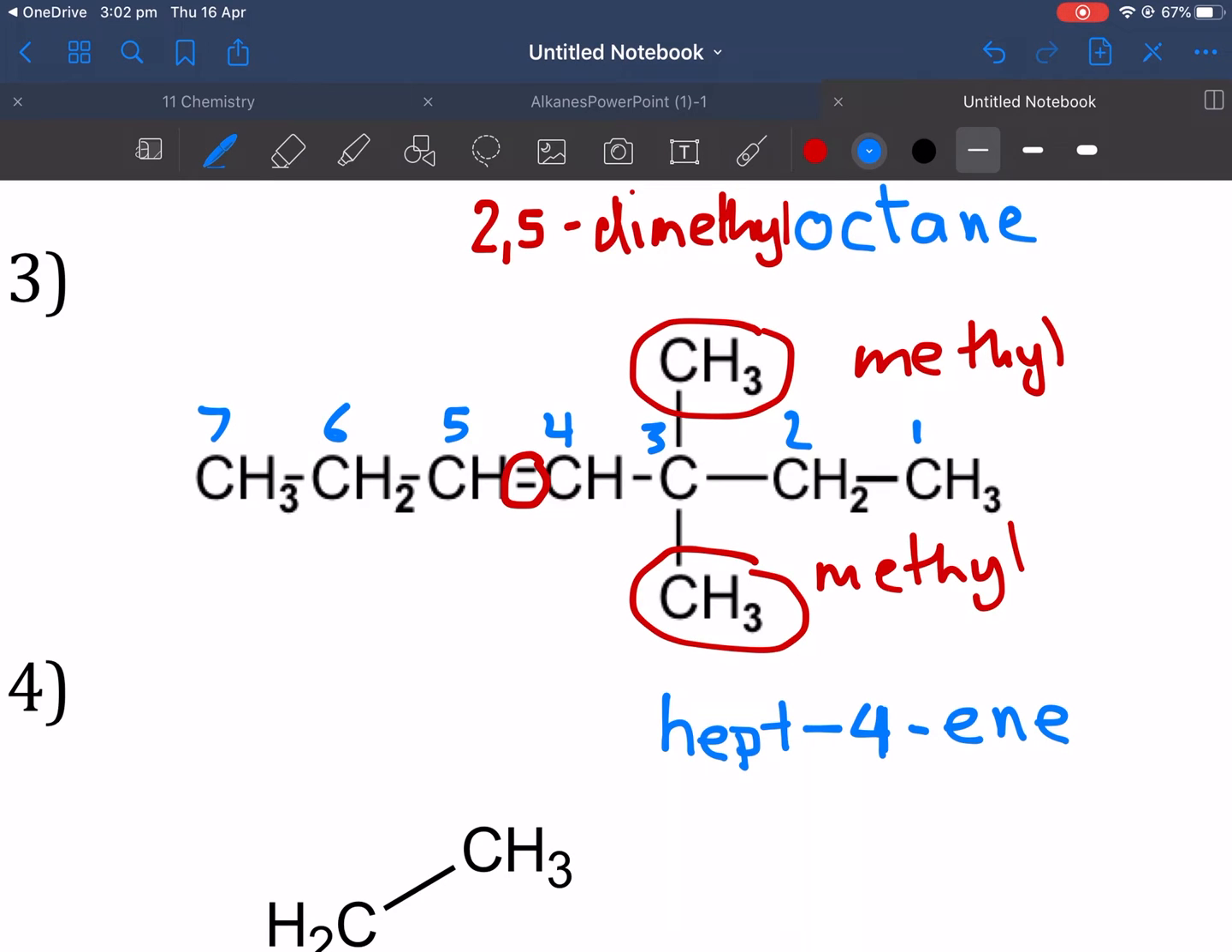And then there are 2 methyl groups, so again we're going to do a dimethyl. Both of those methyl groups are off carbon number 3, so we need to do 3,3-dimethylhept-4-ene, or 3,3-dimethyl-4-heptene. Either way is fine. So that is the answer to number 3.